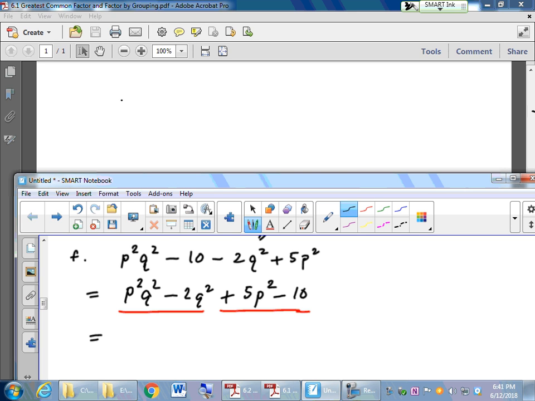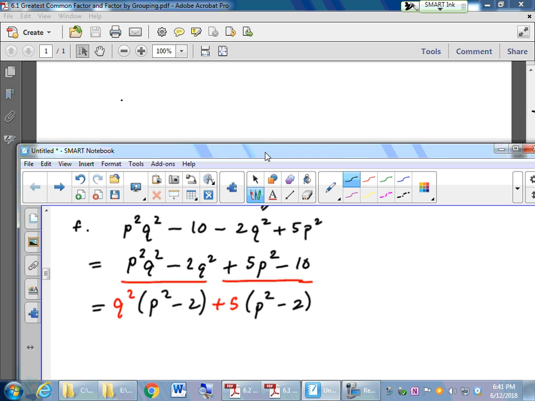From the first group, the greatest common factor is q squared, so this will leave p squared minus 2. And from the second group, the greatest common factor is positive 5, so that will leave p squared minus 2 as well. Finally, I can see that the GCF binomial is p squared minus 2. So we factor that out and are left with the first term, q squared, and the second term, plus 5. And this will be my final answer. And that concludes section 6.1.